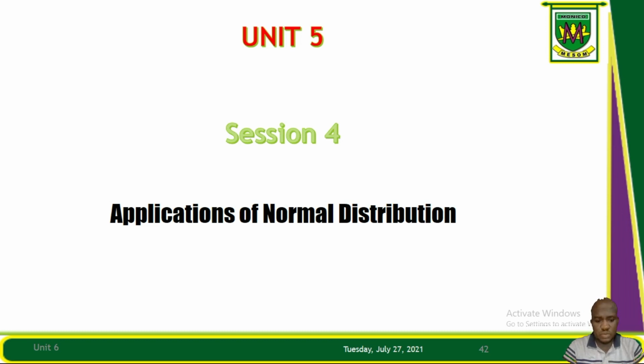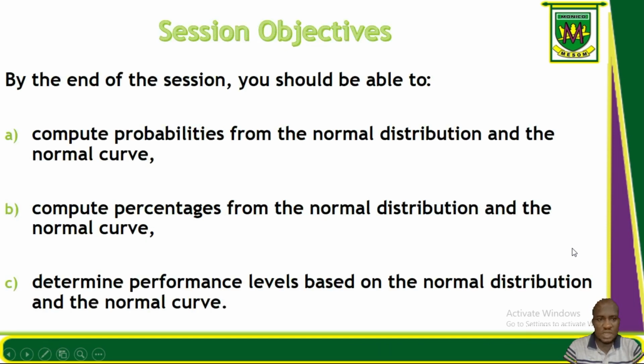This evening we are going to continue with session 4 of our unit 5, which is the applications of normal distributions. Section objectives. By the end of the session, you should be able to compute probabilities from the normal distribution and the normal curve. You should be able to compute percentages from the normal distribution and the normal curve. And finally, you should be able to determine performance levels based on the normal distribution and the normal curve.